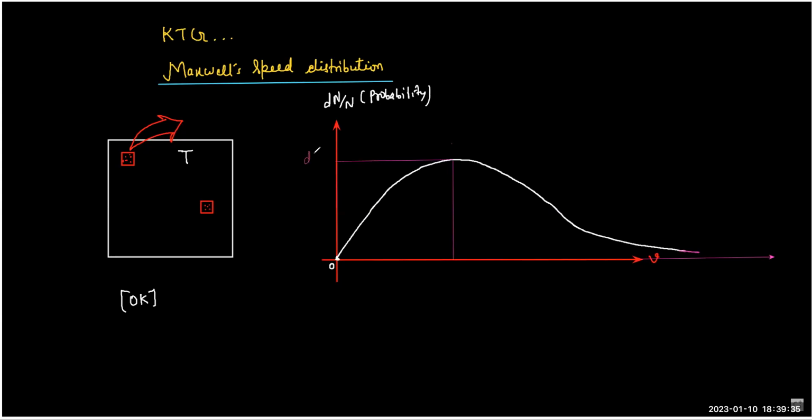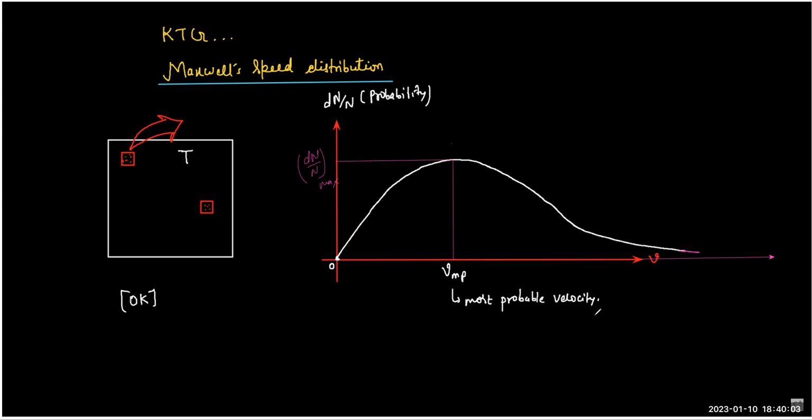So this ratio dn by n is max. And this velocity, what we term this velocity as, if you remember? RMS. This is called the MP, the most probable. This event is most probable, right? This is called the most probable velocity. I hope you all have studied this in chemistry. Yes.